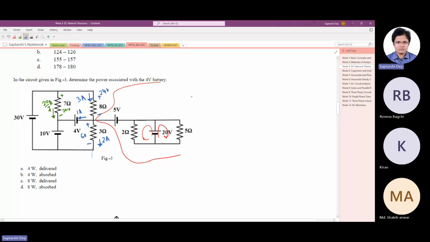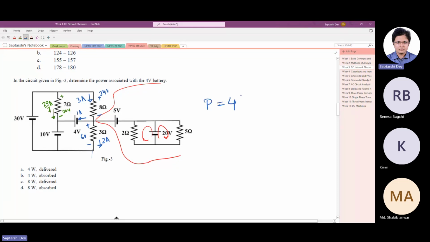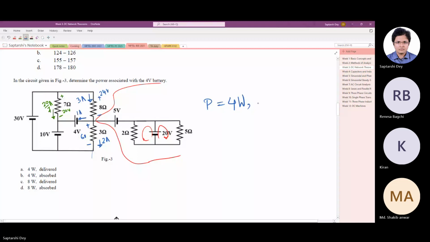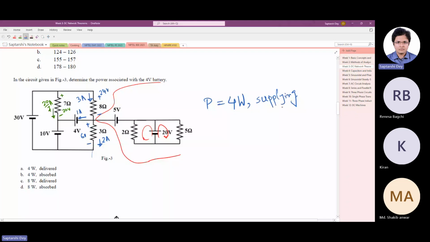So the power associated is definitely 4 watt, and whether it is supplying or absorbing? Delivered. Supplying. So it is delivered. Okay, the option is delivered. Same thing, delivered is supplying.